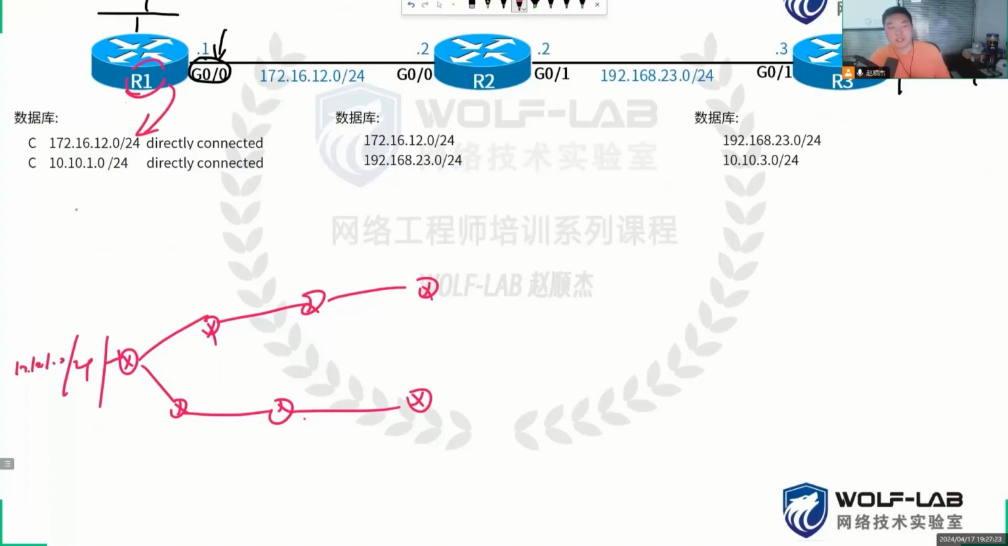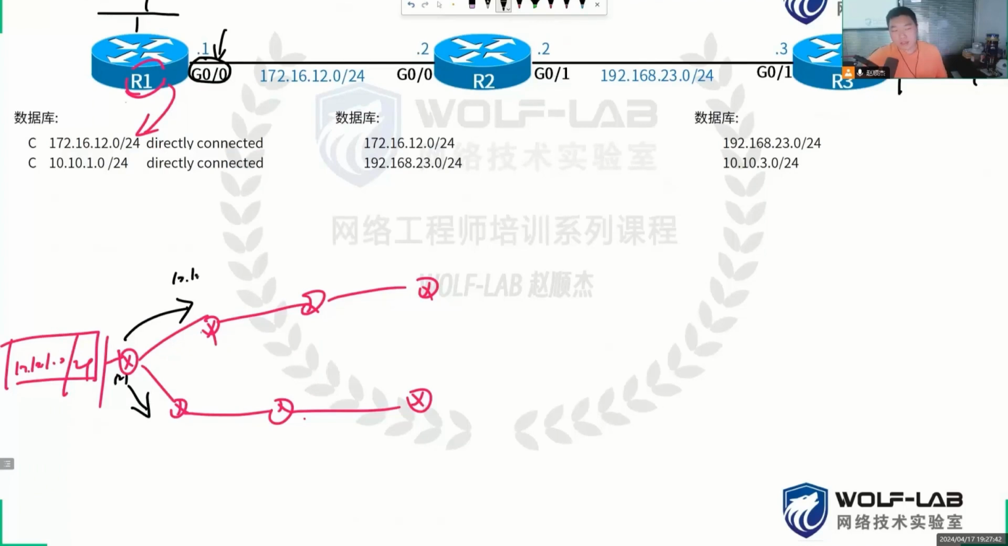R1 says, I'm connected to the 10.1.1.0/24 network segment. Then I share this message and tell our other friends, like telling my neighbor, and the neighbor tells my other neighbor. The neighbor I received it from, my good brother R1, tells me he has a 10.1.1.0/24 route, he's connected to the 10.1.1.0/24 network segment.